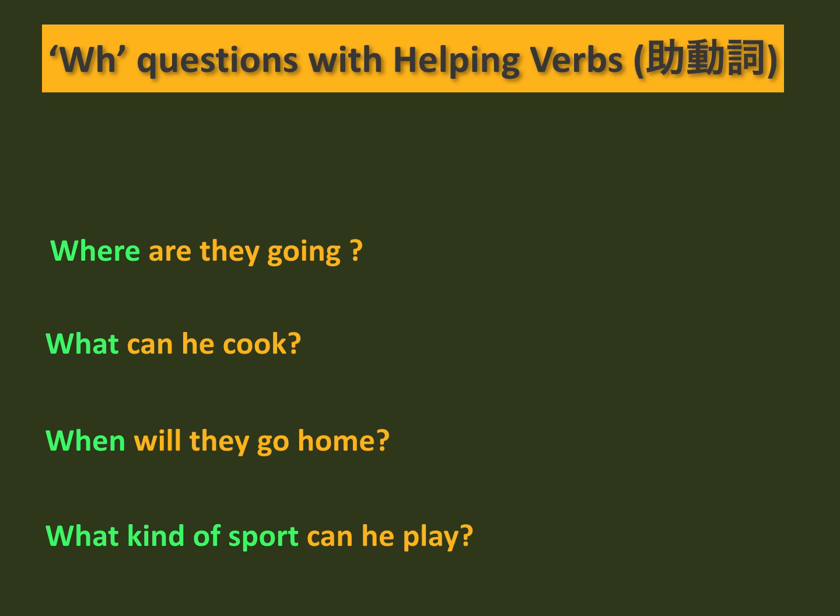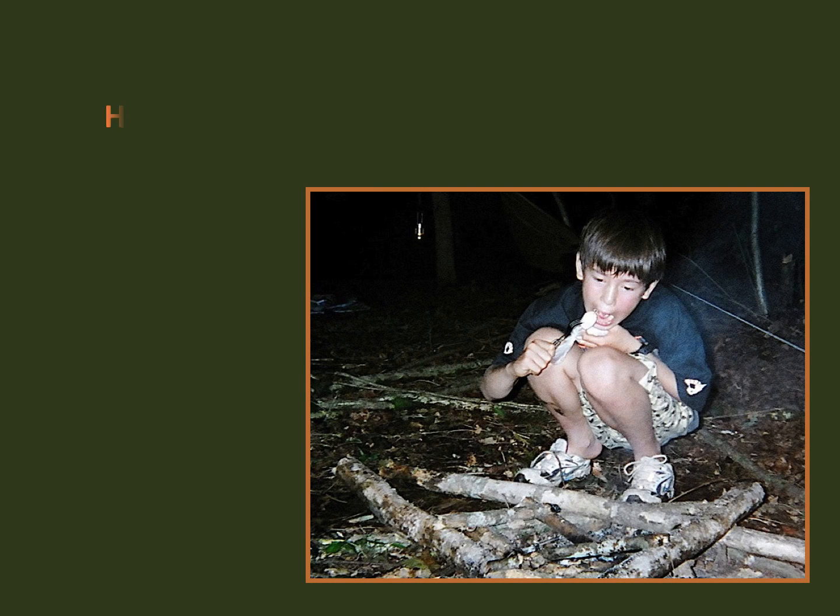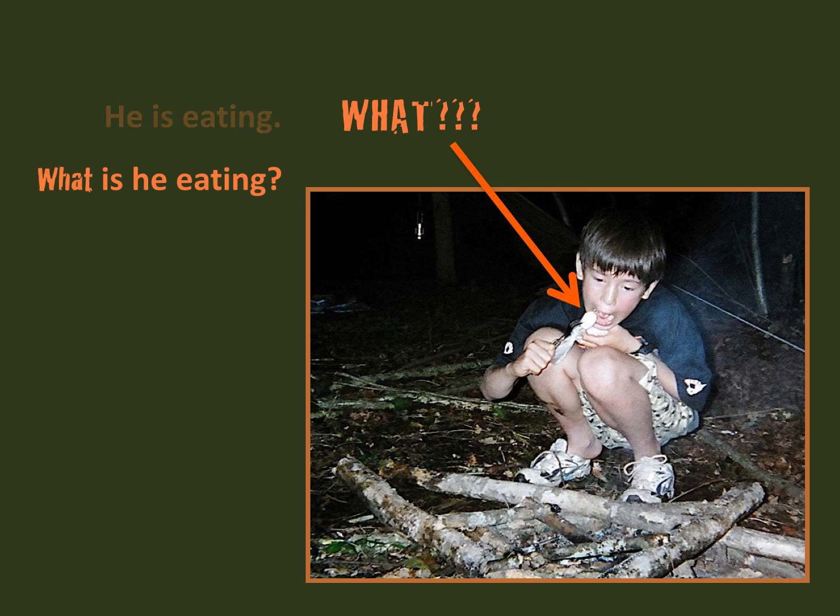WH, first verb, and so on. Every kind, every example. Okay, let's look at an example here. Simple example. Now we can see that this boy is eating something and we want to know what it is. We won't put the yes-no stage, just straight into the WH question. What is he eating?